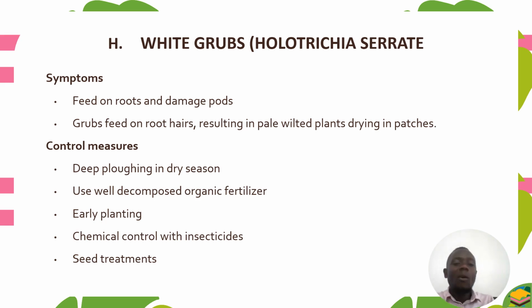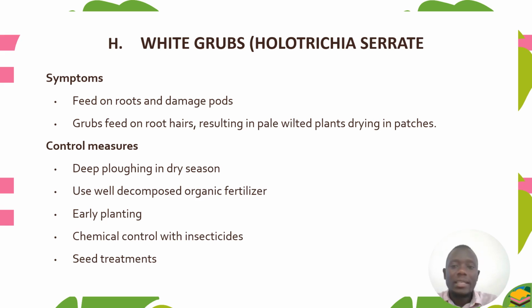Then let's look at how we can control the white grubs. The first one is deep plowing in the dry season. You have to deep plow, exposing them to the sun so that they die. Then I've got the use of well decomposed organic fertilizer. If you are using manure, it should be well decomposed. If it is not well decomposed, it means you are attracting the white grubs. So make sure that you use well decomposed organic fertilizers.